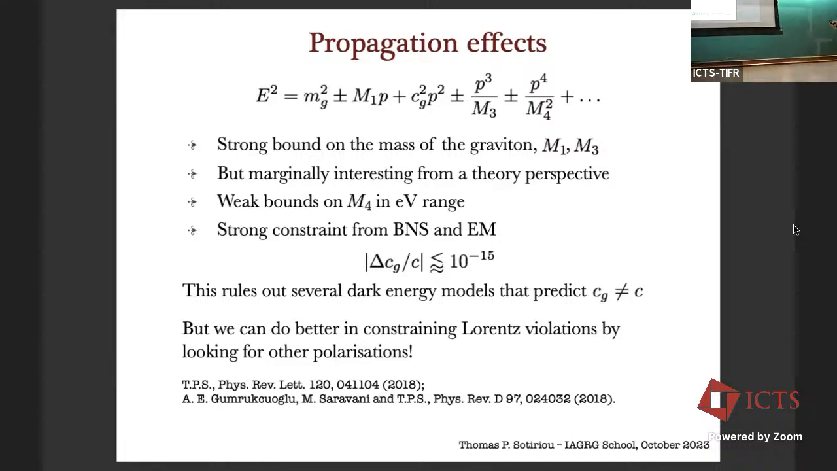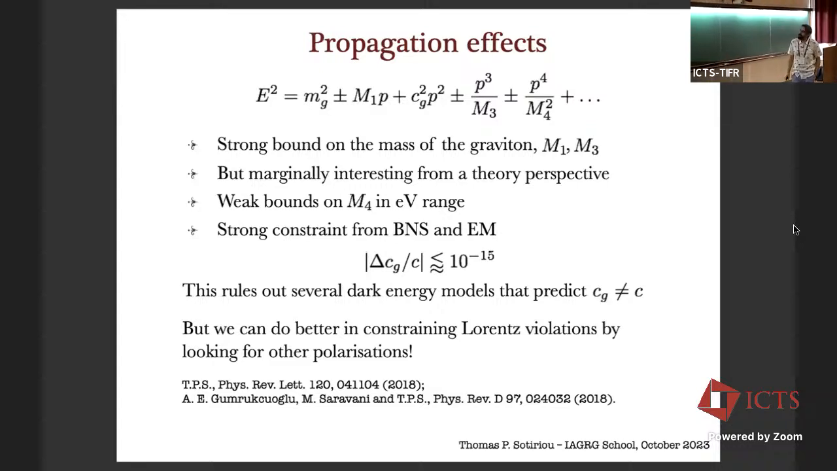So now you go and add by hand all of the other corrections, you parameterize it, and then you can say, okay, can I actually go and check what's happening in reality, and can I impose bounds on all of these coefficients, right? So basically, characteristic energy scales where these deviations appear, the mass of the graviton, and here the speed of propagation of gravitational waves.